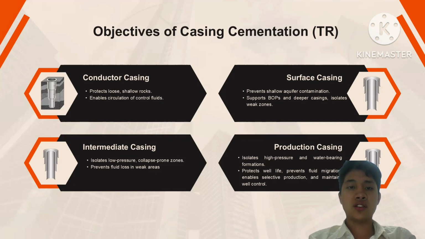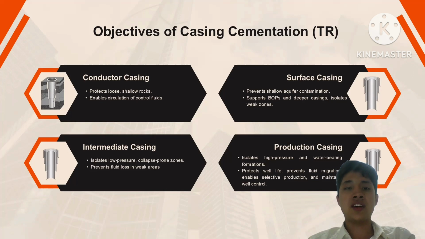Let's start with conductor casing. Its purpose is to protect loose and shallow formations while enabling the circulation of control fluids during the drilling process. Next, we have surface casing. This is essential for preventing contamination of shallow aquifers, providing support for the blowout preventers, BOP, and deeper casings, and isolating weaker formations in the well.